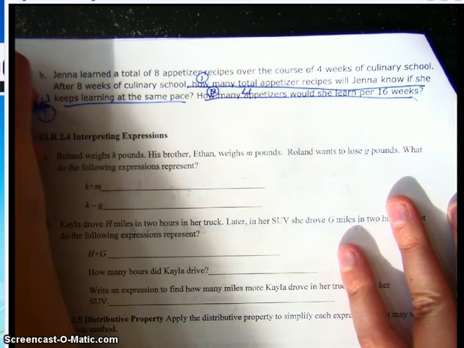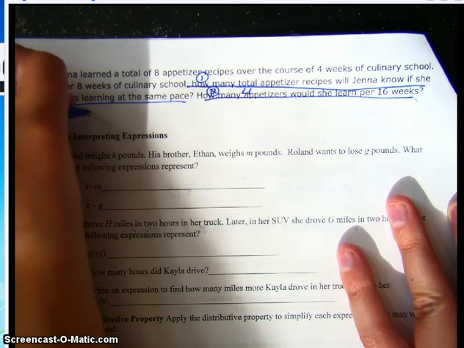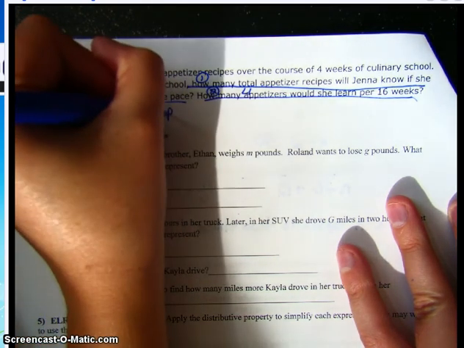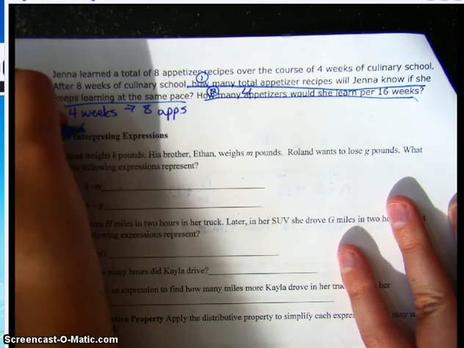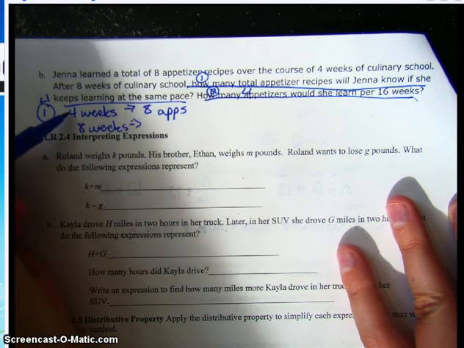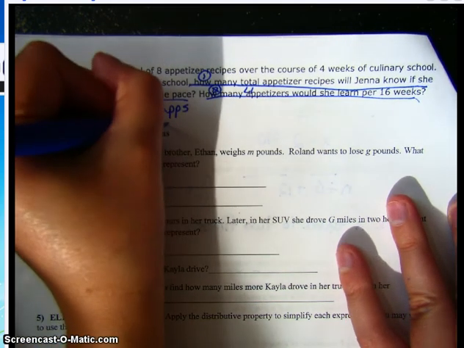So for 1, I know that for 4 weeks she learned 8. So if we have 8 weeks, well, 8 weeks is twice as long as 4 weeks. So I know that she's going to make twice as many apps, so that should be 16 apps.